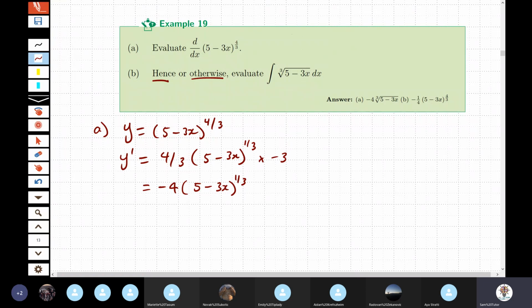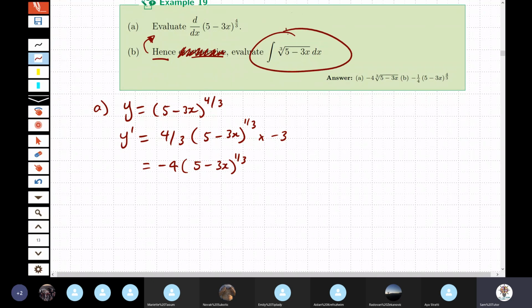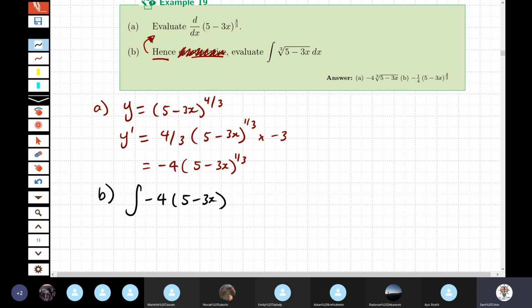Hence or otherwise, but like we said, usually try to do the hence, because that just means use the result above. Evaluate this. Well, again, don't start with the question. That's the wrong strategy. What we do is we write part B, because you already know what's going to happen. Part A is going to be differentiate. Part B is going to be integrate. But you don't look at what you're trying to integrate. In part B, the integral of negative 4, 5 take away 3x to the power of a third, dx becomes what?